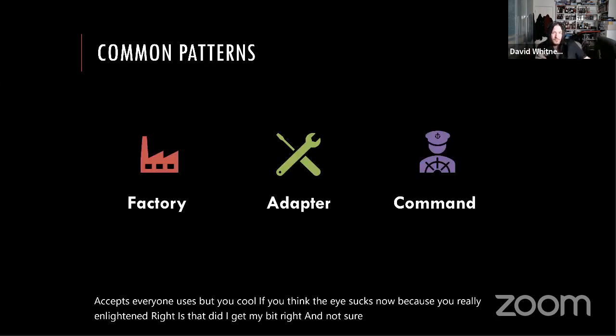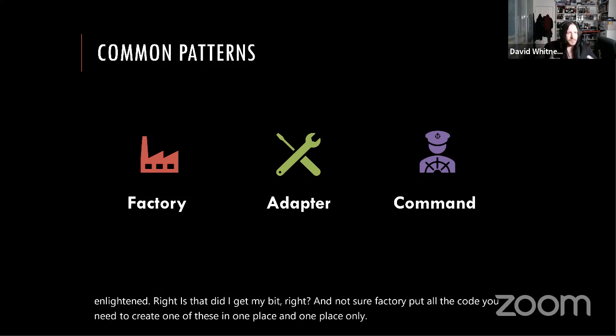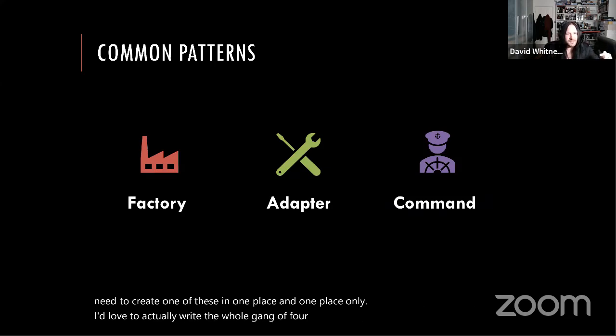Factory. Put all the code you need to create one of these in one place and one place only. I'd love to actually rewrite the whole Gang of 4 book as single sentences per chapter. That'd be excellent. Actually, maybe I'll do that.